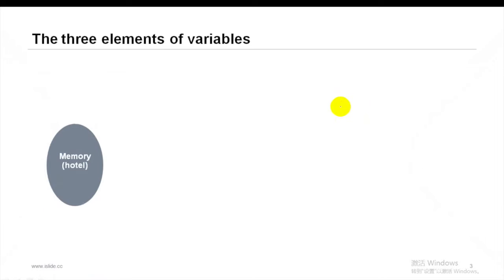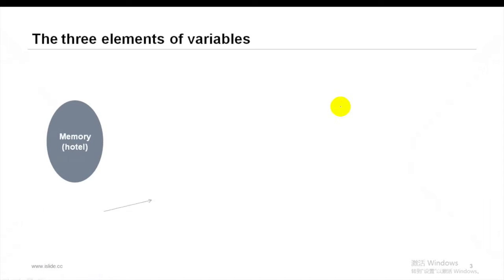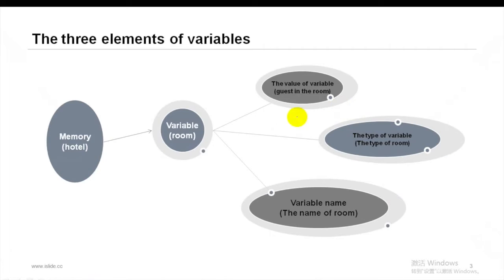If we compare the memory to a hotel, a variable is similar to a room in the hotel. The value of the variable would be the guest in the room. The type of the variable is similar to the type of the room, and the name of the variable is similar to the name of the room. You may wonder, what are the three elements of variables? Value, type, and name.